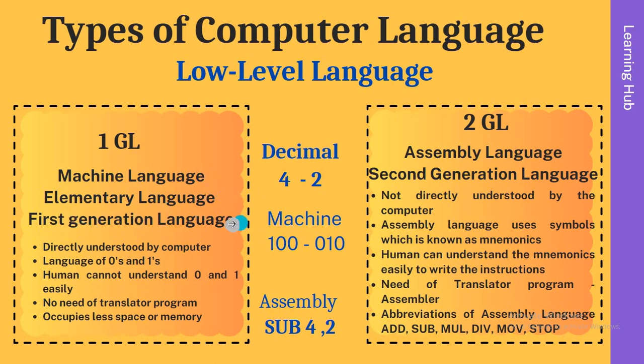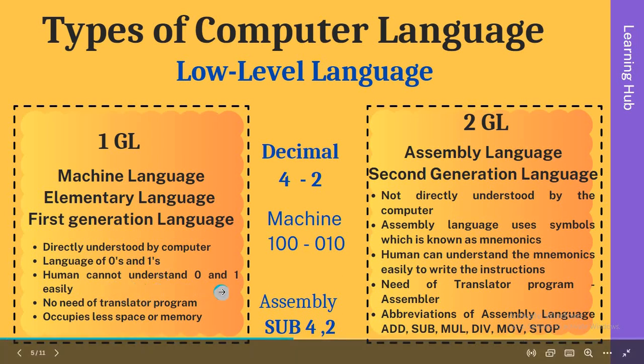Different names of the 1GL. What is meant by 1GL? It is directly understood by the computer. A language that the computer directly understands is known as a 1GL. It is a language written in 0 and 1 form, 0 and 1s only. The 0 and 1 language is understood by the computer.